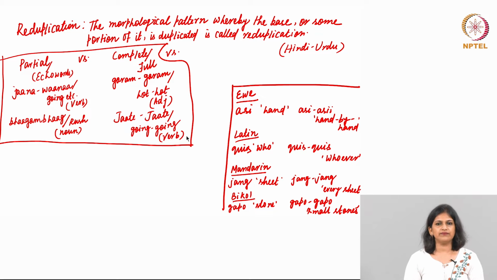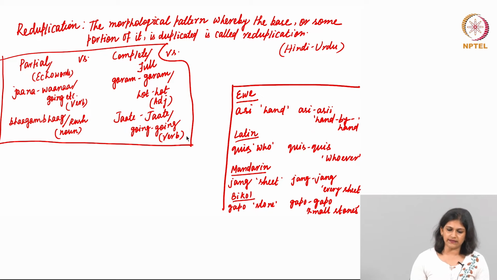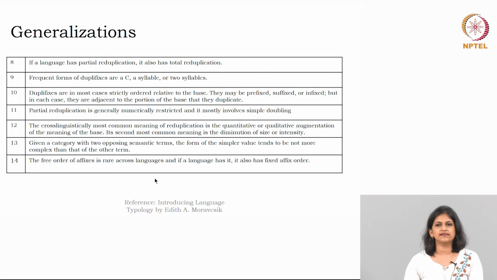So, with this information about reduplication, where either the whole base or some portion of it is duplicated, we call it reduplication. When it is wholly reduplicated, we call it complete or full reduplication. When it is partially duplicated, we call it echo words or partial reduplication. So, with this information, let us move to the next set of generalizations that we have in hand. What does generalization 8 tell us? What does it tell?